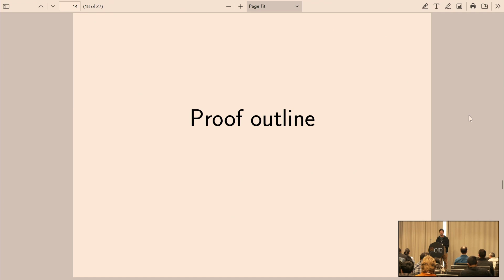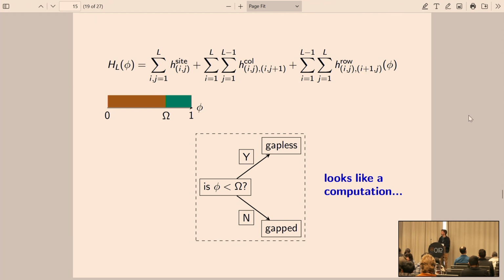So what exactly is this Hamiltonian that I've claimed we've constructed doing? If you look at the phase diagram there, essentially what the Hamiltonian seems to be doing is asking itself, is phi less than Chaitin's constant? And if the answer is yes, it's going to be in a gapless phase, and if the answer is no, it's going to be in a gapped phase. And this really rather looks like a computation.